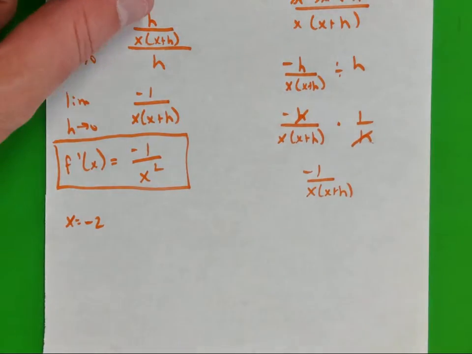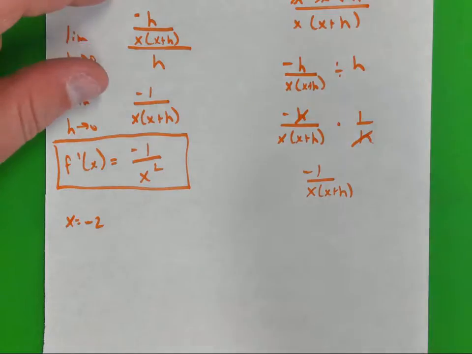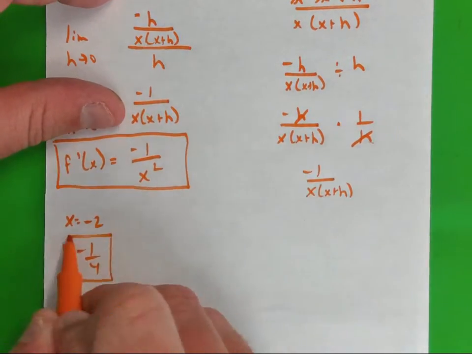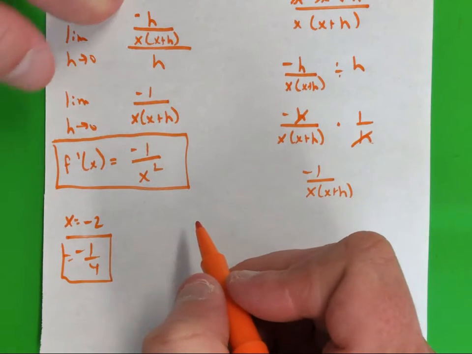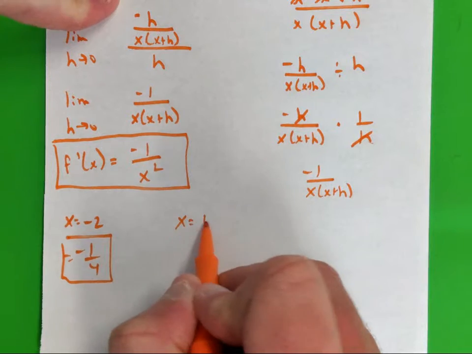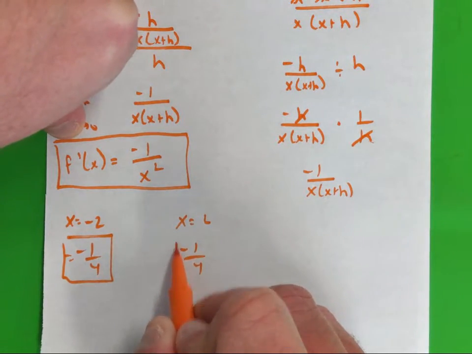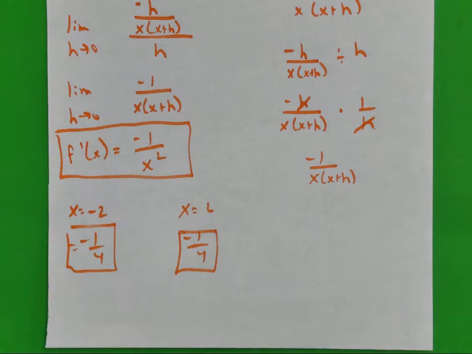What is a tangent line? How many times does a tangent line touch a graph? 1. A secant line does what? Twice. That's average rate of change. Instantaneous rate of change is a tangent line. So I'm going to plug -2 in, and you get -1/4. Okay, it's negative. So what's going on in the graph at that moment? It's decreasing. Now, x equals 2. I plug that in, I get -1/4 as well. That's the slope of the tangent line at those 2 points.